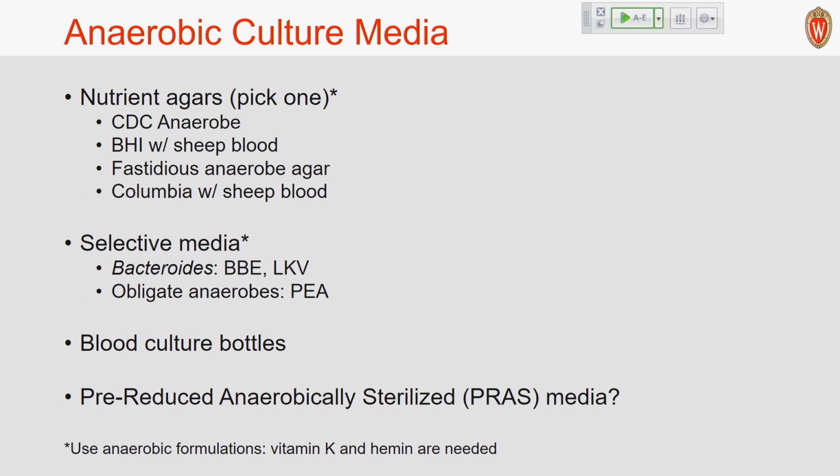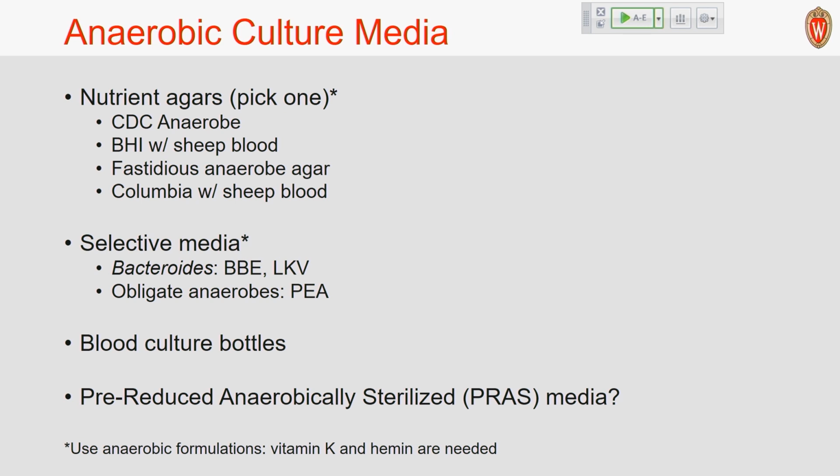But beyond that, there is the argument, and I think some data support it, that as soon as media is exposed to oxygen, it develops these oxidative toxins. You can pre-reduce it after, but those toxins remain, and they are toxic to the most fastidious anaerobes. And so there is this PRAS media, which means that it never sees oxygen. From the moment it's made, it's autoclaved, and then it's packaged.